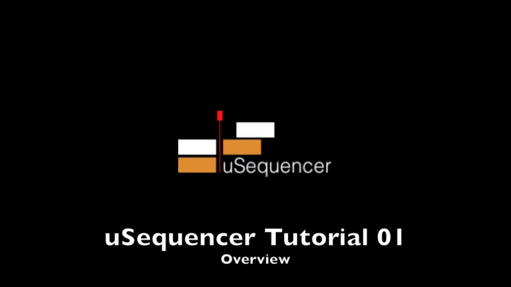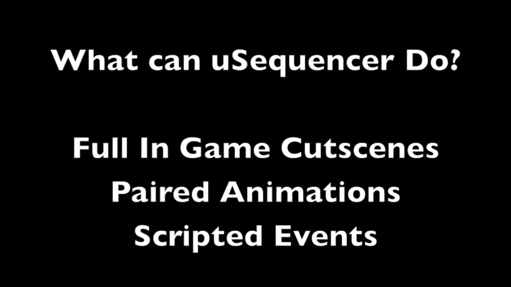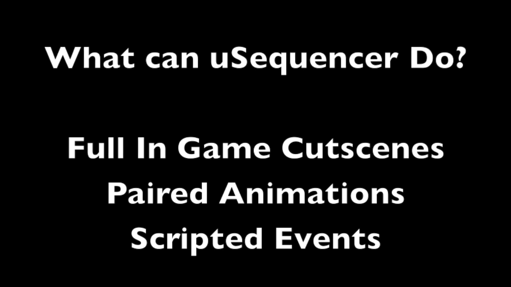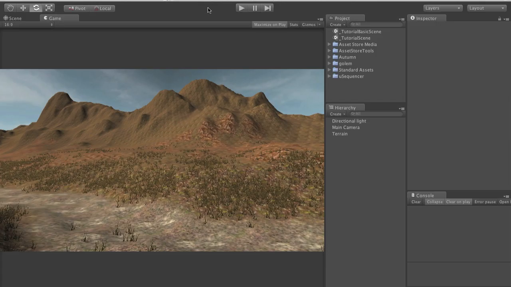Hello, this is the first in a series of videos designed to give you an overview of our uSequencer editor. First of all, I want to give you an overview of what uSequencer actually is and why you might want to use it with Unity. At the most basic level, uSequencer is an event-based sequencer. You might use uSequencer to set up paired animations, scripted events, or full in-game cutscenes.